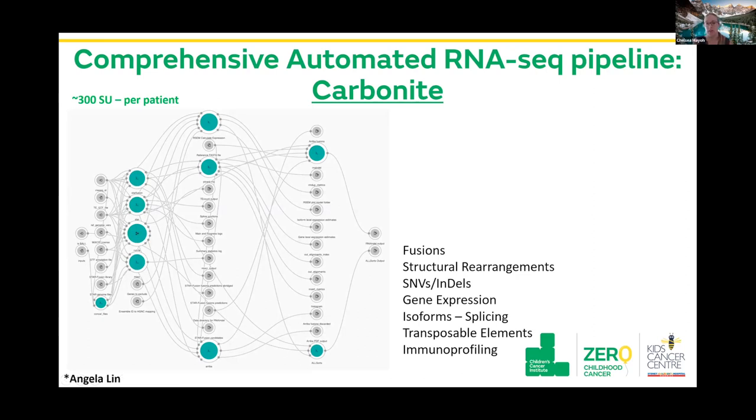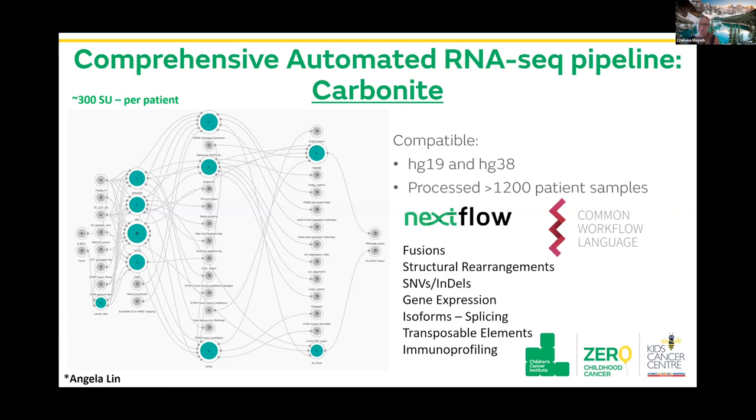But essentially, for those that understand molecular biology, we look for fusions, structural rearrangements, your single nucleotide changes, your small insertions and deletions. We look for how gene expression changes, so elevated or lost, the different ways they can be changed, so specific exons spliced in or out, transposable elements, so little elements in our genome. This sounds kind of creepy, but they actually jump around a bit and can cause deleterious disease. And then immunoprofiling, for anyone that's heard of immunotherapy as a new and novel option for kids.